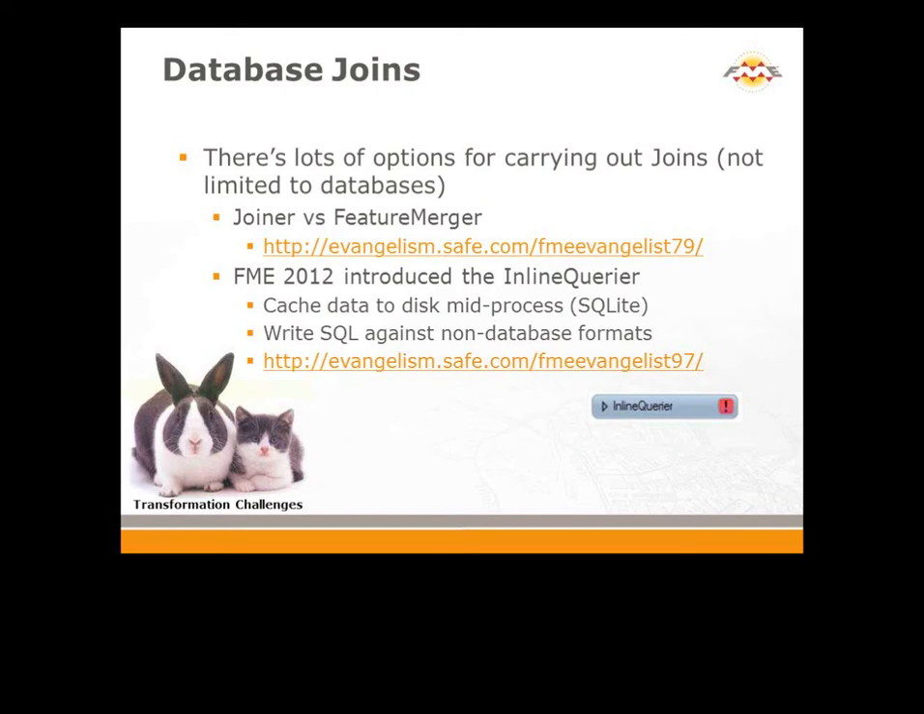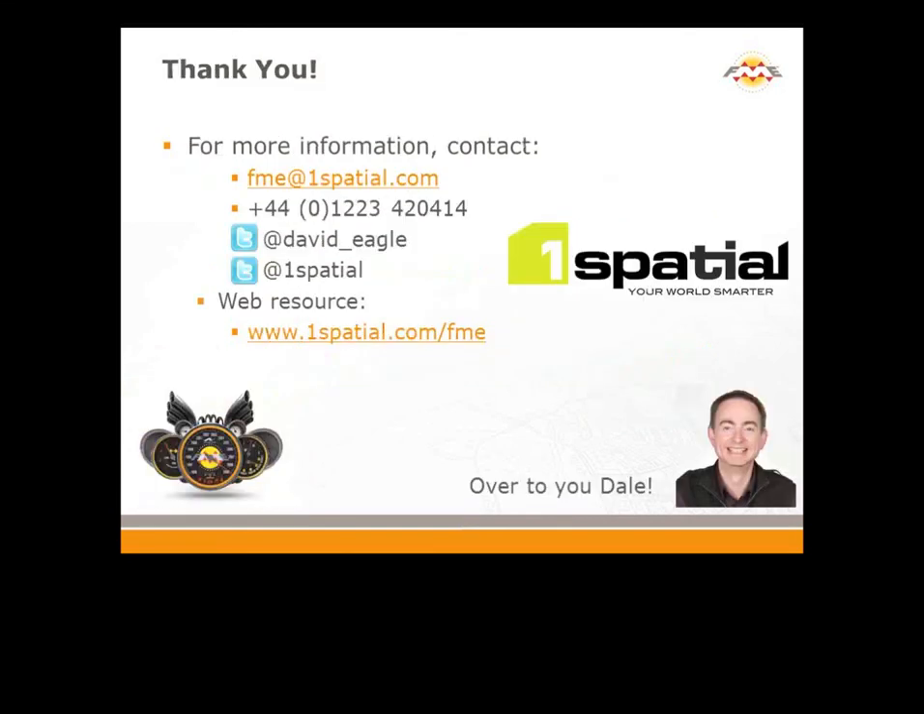There's also a transformer that I've made a good bit of use of. It's the InlineQuerier. And it's a particular favorite of mine because it actually allows you to cache your data to disk mid-process, which allows you to pull data out of memory. And that's sort of a byproduct of its intended use. Really, the main part of this transformer is that under the bonnet it has a SQLite database, and midway through your process you can take non-database formats and put them into a database environment, and then write standard SQL against that data. So it's a very interesting transformer.